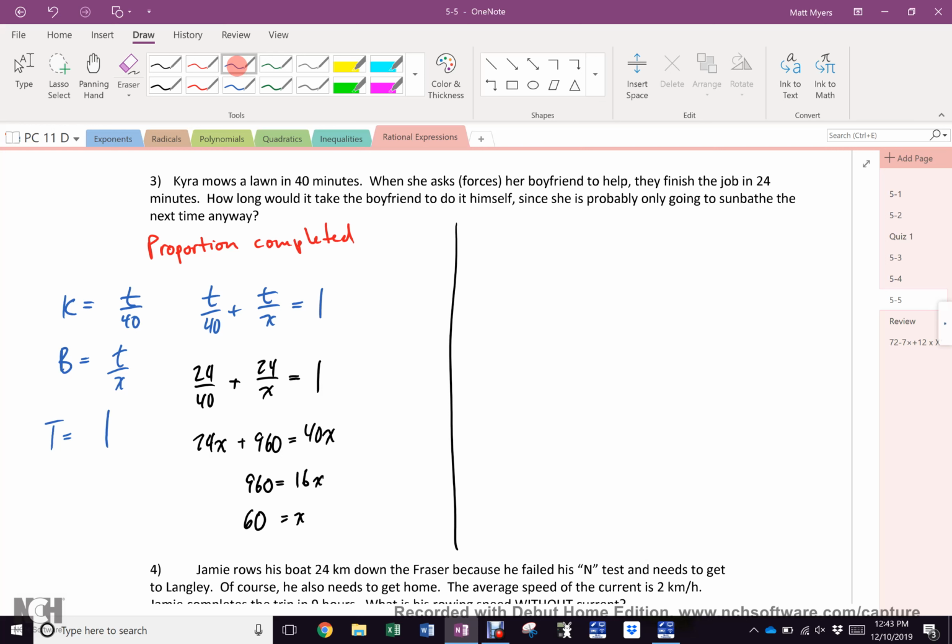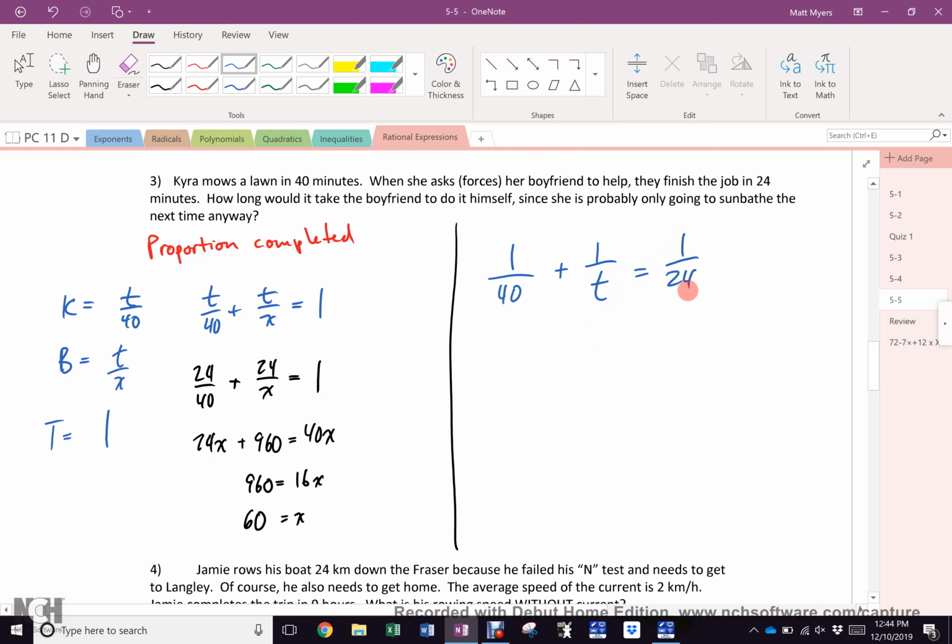Okay, so how can I do that with a rate? How can I do it with a rate? What's Kyra's rate? So 1 lawn in 40 minutes. What's Billy Bob's rate? 1 lawn in... No, we know it's 60 because we did it, but what if we hadn't done it? 1 over T or X or whatever equals, what's the rate of them working together? 1 lawn in 24. And then we would just do the same thing, right?